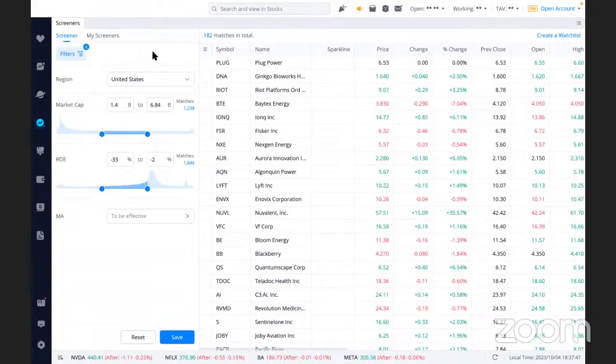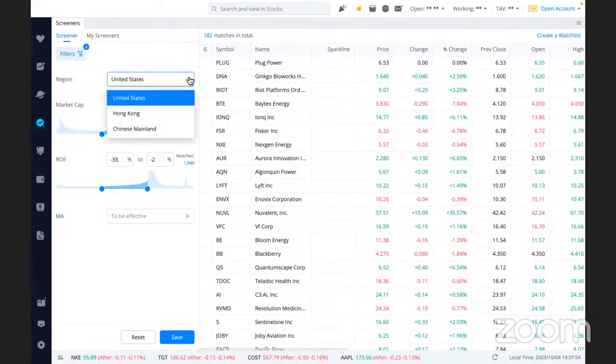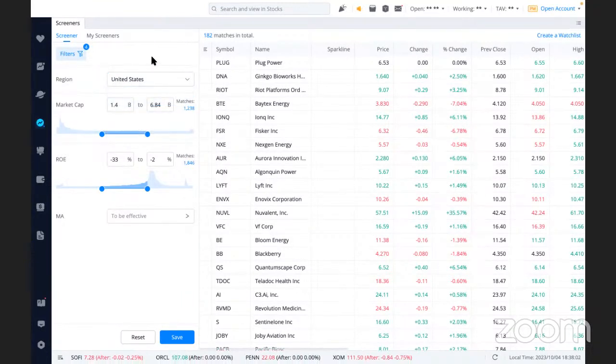So, the things I think are most important when you're building a screener. First thing, of course, we're looking at the equity market in the US. On Webull, they have the Hong Kong and the Chinese mainland. We're not really looking to trade that stuff. Other platforms, TOS, you have India, you have Japan, you got some other market regions. We're really mainly focused on the US market when we're talking about this type of stuff.